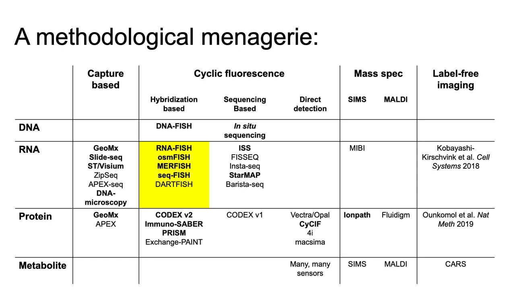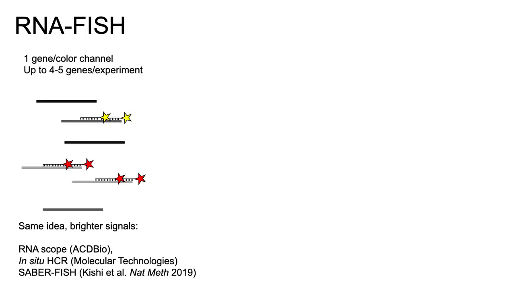Now, I mentioned RNA FISH, which is the basis for all of these methods, but we'll do it again one more time so everybody's on the same page. The idea is you have a collection of different RNA molecules inside of a cell. Here, different transcript types are represented by different colored thick gray lines. And you can come in with complementary probes and detect these. You can do 1 gene per color channel, so up to 4 or 5 genes per experiment.